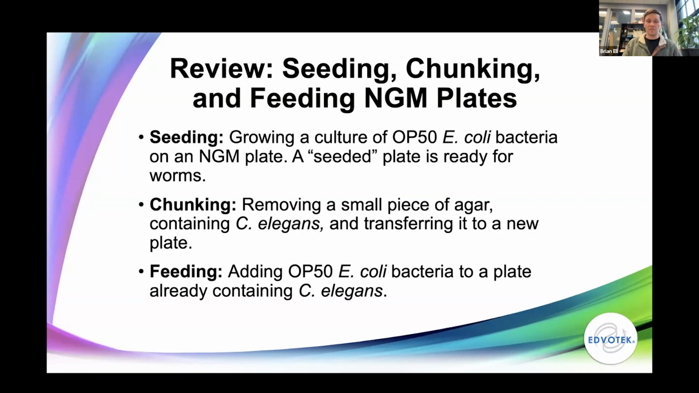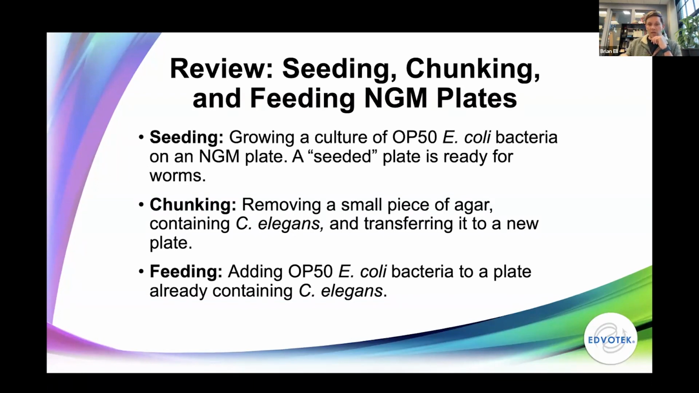So the first of these is seeding, and seeding is basically preparing a plate that has an OP50 bacterial culture across all of it. The OP50 are the bacterial food source for our worms. And so when we seed a plate, we are spreading OP50 bacteria over the surface of it, growing it up to allow the bacteria to fully populate across this entire plate. So that seeded plate is ready for our worms to go onto it.